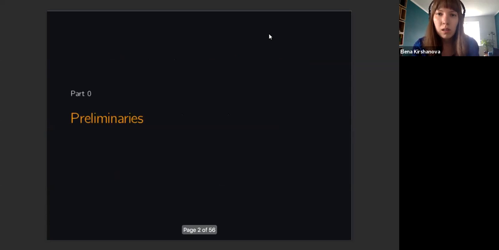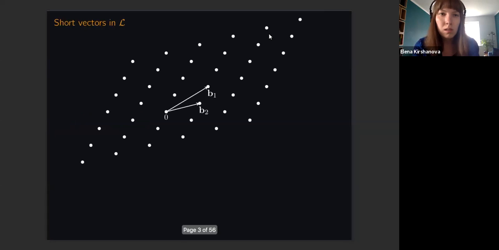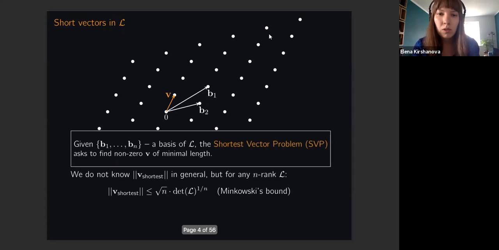So, okay, this is a lattice talk, and I want to start with the lattice, and this will be like the simplest slide. So I need to introduce the problem. The problem we are solving is the shortest vector problem. So given a lattice, which is given by a basis, we want to find a short vector in this lattice.